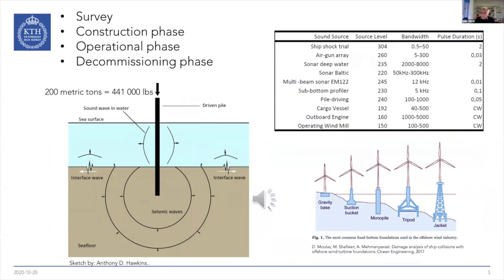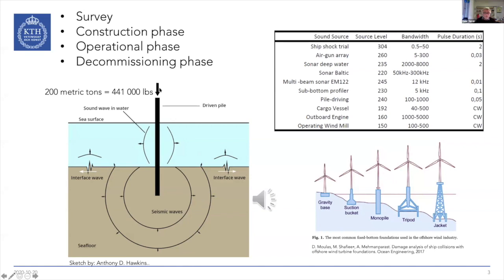But there are other ways to attach these foundations to the sediment, and I show them in the picture in the lower right corner. There is the gravity base, which is just a big lump of weight that keeps it in place, but also tripods and jackets. Block Island is using a jacket. But you have to remember that the monopile is piled, but tripods and jackets are piled too.